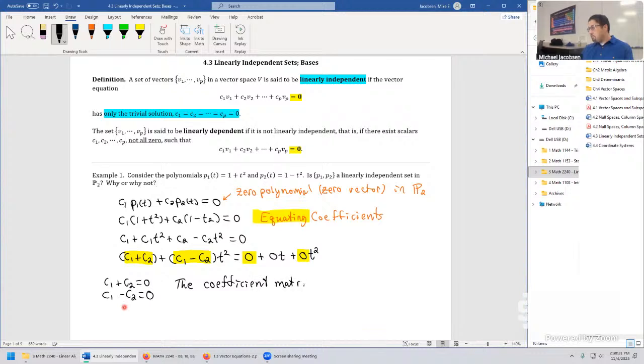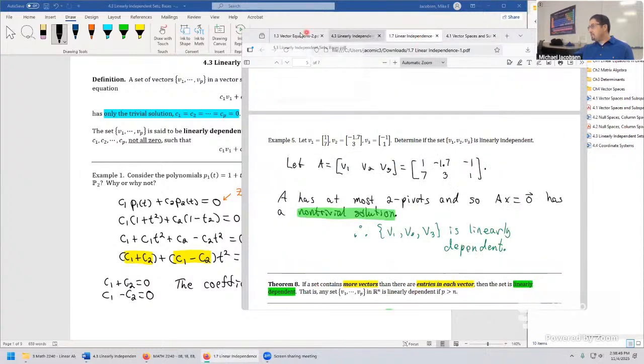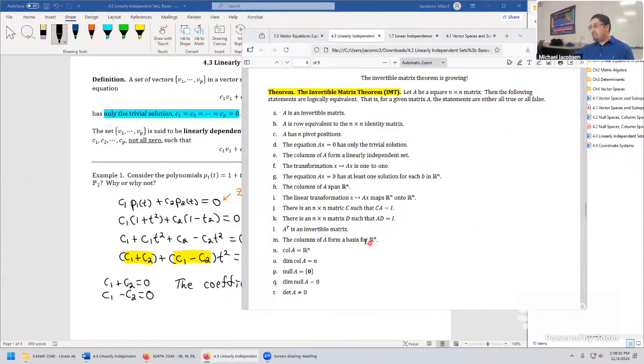For this system of equations, the coefficient matrix is, let's call it A. I'm not going to augment it. What we mean by coefficient matrix is just the coefficients on the left-hand side. So it'll go 1, 1, 1, negative 1. And now we can discuss the uniqueness of the solution to this. You could go all the way back to the invertible matrix theorem. That's going to come up in this section.